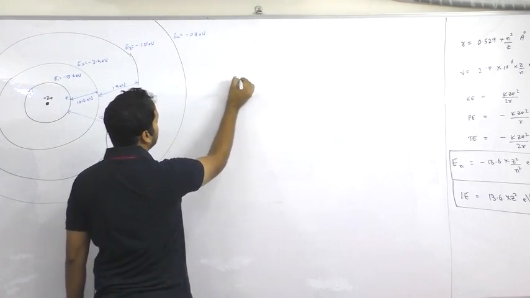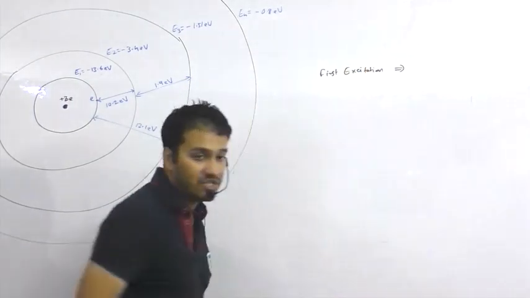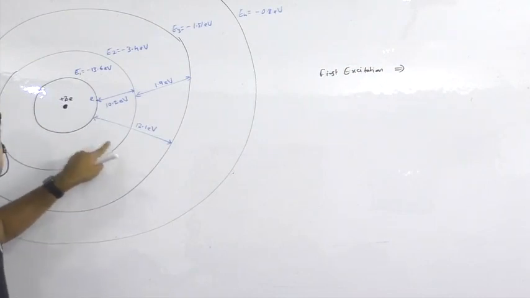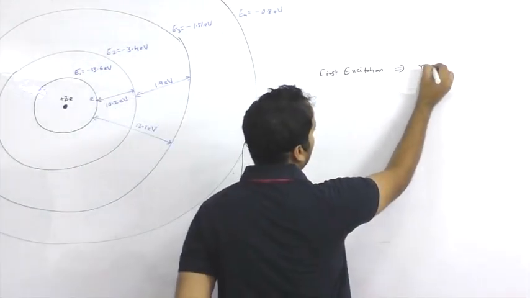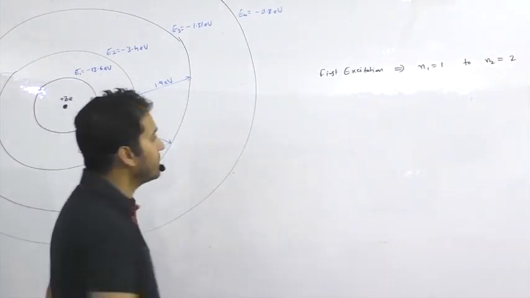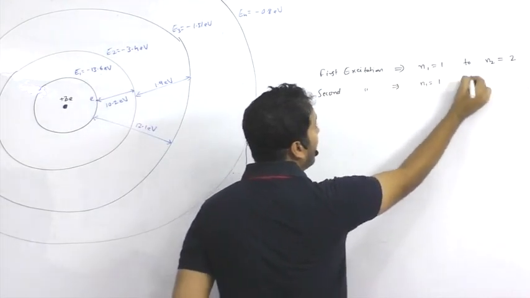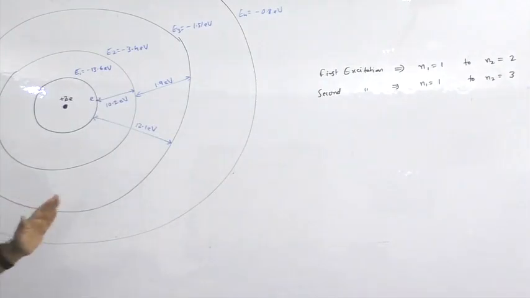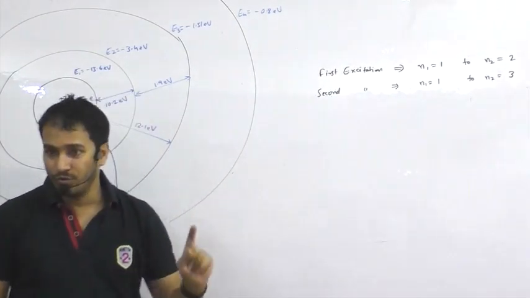The first excitation energy is the energy required to move the electron from orbit 1 to orbit 2. The energy needed to send the electron from 1 to 2 is called the first excitation energy. So first excitation is from n1 equal to 1 to n2 equal to 2. This is the first excitation. The second excitation is what? The second excitation is from n1 equal to 1 to n2 equal to 3. Please keep this in mind, there's a technical term. The first excitation is from 1 to 2. The second excitation is from 1 to 3. It's not from 2 to 3. This point you have to remember.